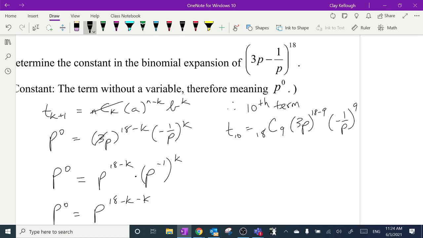See, now that I'm actually finding what the term is, I'm putting back all the coefficients. So now that I figured out k, I can figure out what the entire term is. So 18 choose 9, I had to punch on a calculator, and I got 48,620. 3p to the 9, I'll just do this in steps so that I don't get lost, and negative 1 over p to the 9.